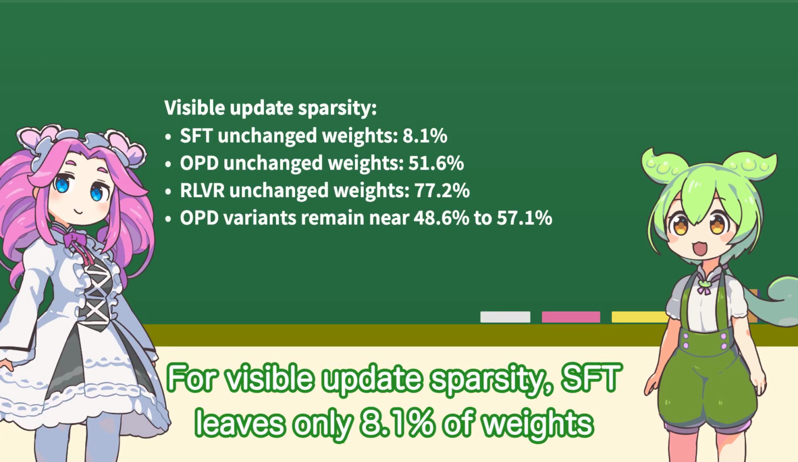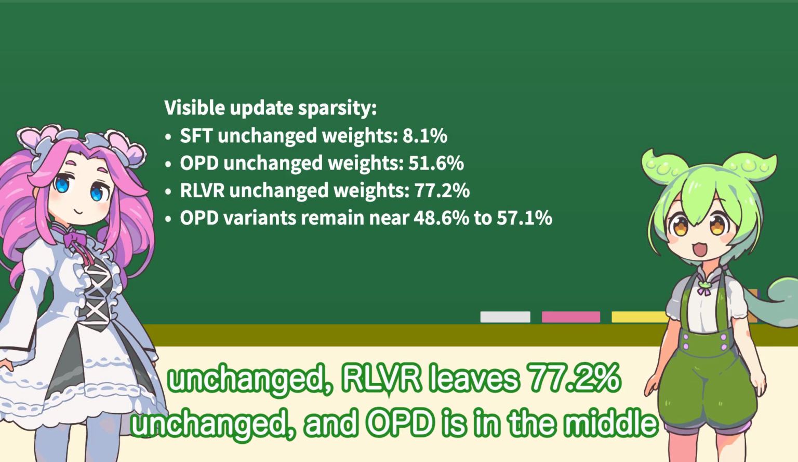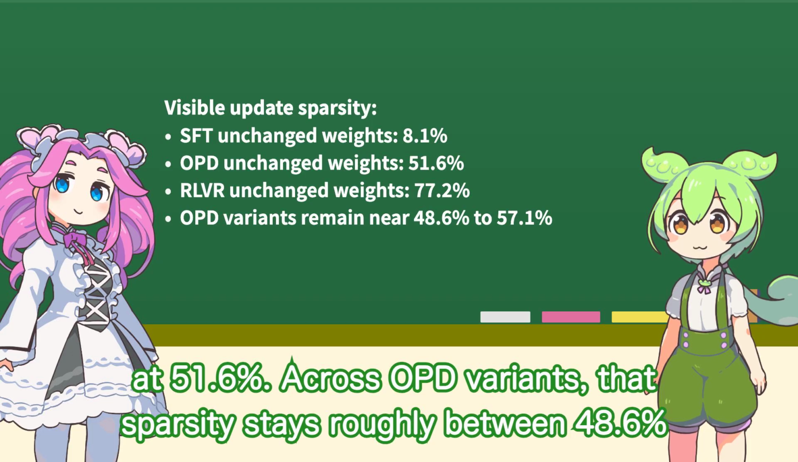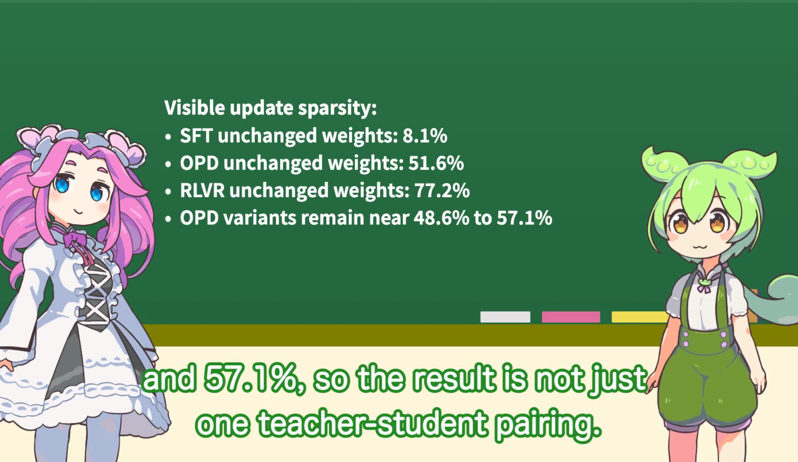For visible update sparsity, SFT leaves only 8.1% of weights unchanged. RLVR leaves 77.2% unchanged, and OPD is in the middle at 51.6%. Across OPD variants, that sparsity stays roughly between 48.6 and 57.1%, so the result is not just one teacher-student pairing.